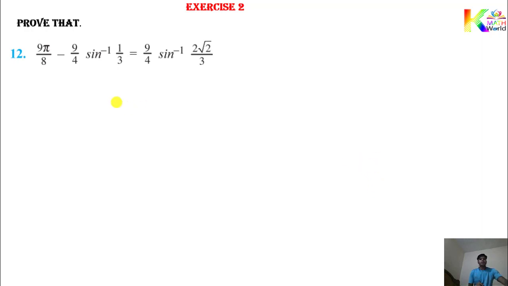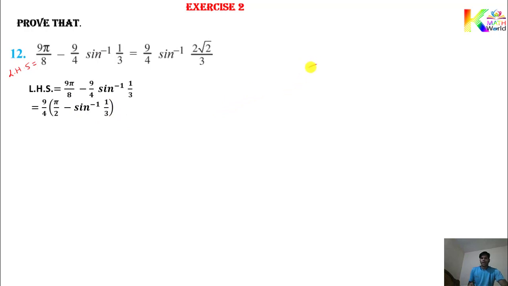Okay. Prove that. We have to prove this result. So with the left hand side we will start our calculation. Okay. This is our left hand side. If you see it properly, then what is common? 9 by 4. You will get 9 by 4 common. Okay. This is the left hand side. Now you can see you got 9 by 4 common. So what is left? 9 by 4 common, then pi by 2 left minus sin inverse 1 by 3.